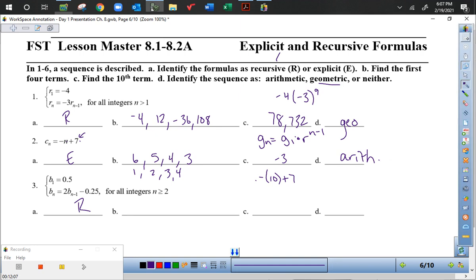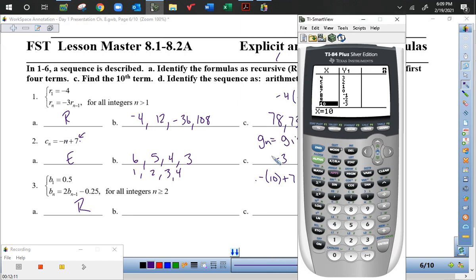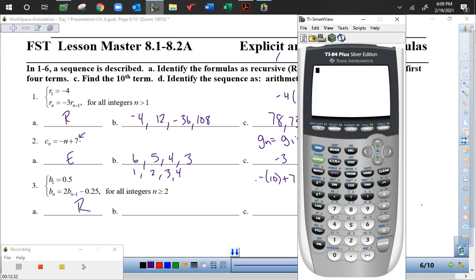All right, next one. Again, this is where we want to use our shortcut because our formula is just a little bit weird looking here. If you notice on that second part, it has multiplication and subtraction, which should tell you automatically this is neither, because arithmetic is only addition, subtraction, geometric is only multiplication, division.